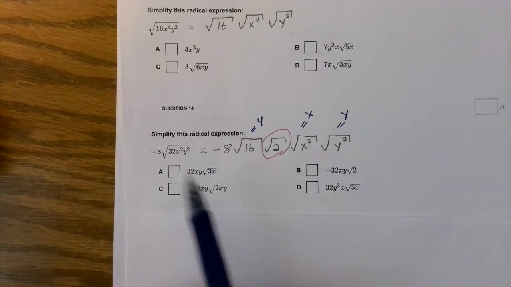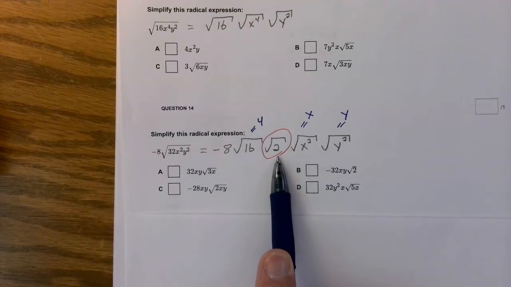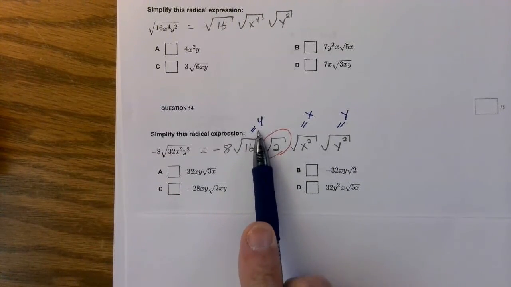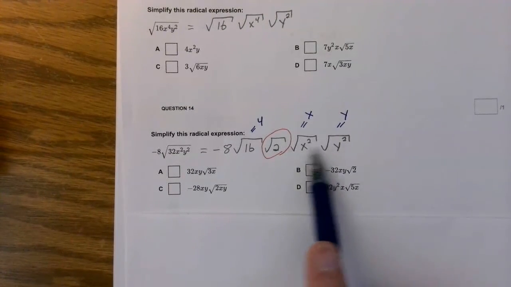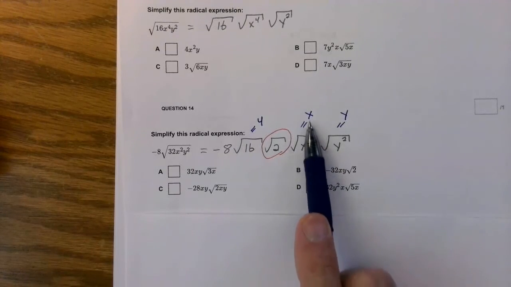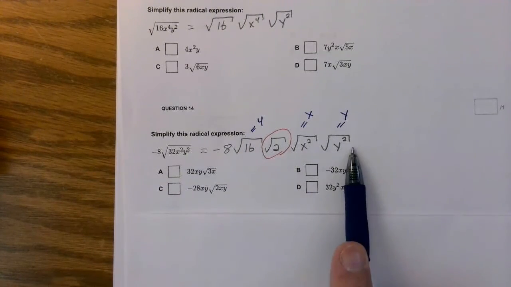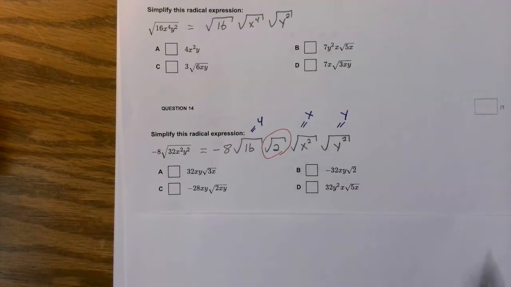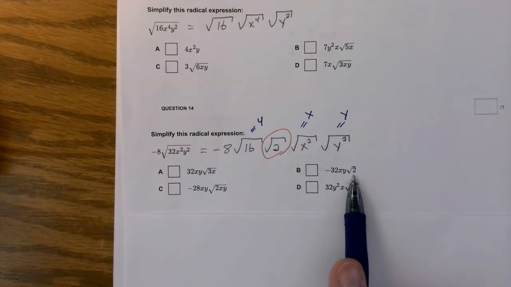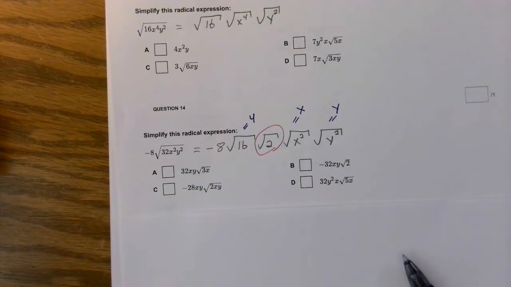As negative 8 stays in front. You break this down now. So 32 is 16 times 2. And the square root of 16 is 4. All right, x squared and y squared can both come out because the square root of x squared is x. The square root of y squared is y. So the only thing left inside the house is the 2. So the square root of 2. So it's got to be this one then, right here. It's the only one with the square root of 2. Yep. Guys, that's it. Hope that helped.